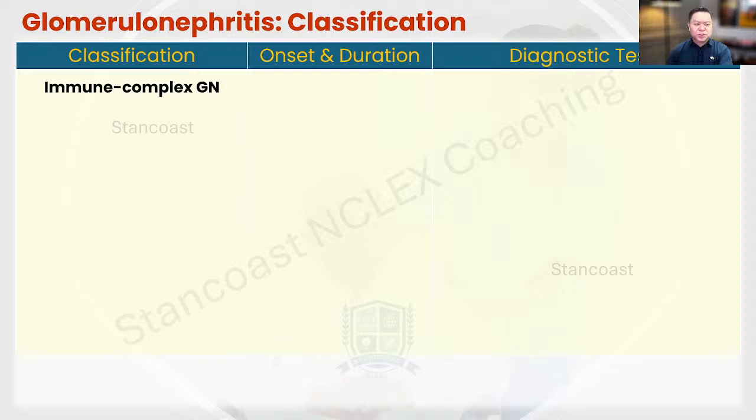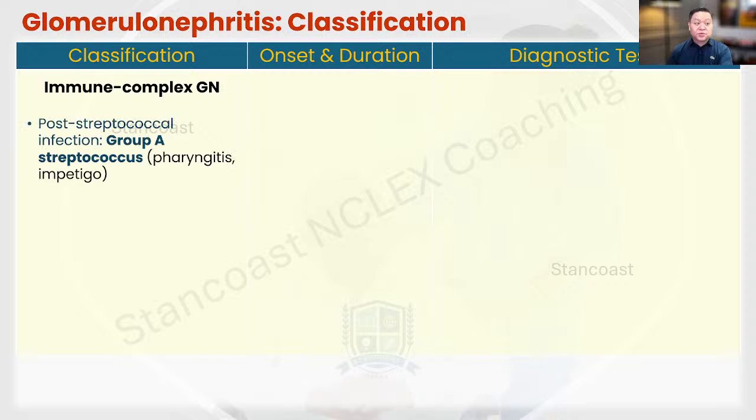I'll just call it GN to make it short, right? And this is commonly caused by a post-streptococcal infection, and this type of glomerulonephritis actually occurs after an infection with group A streptococcus, and this causes conditions like pharyngitis, or your popular strep throat or sore throat, or if it is a streptococcus found in the skin, we call that one impetigo. That can also lead to glomerulonephritis.